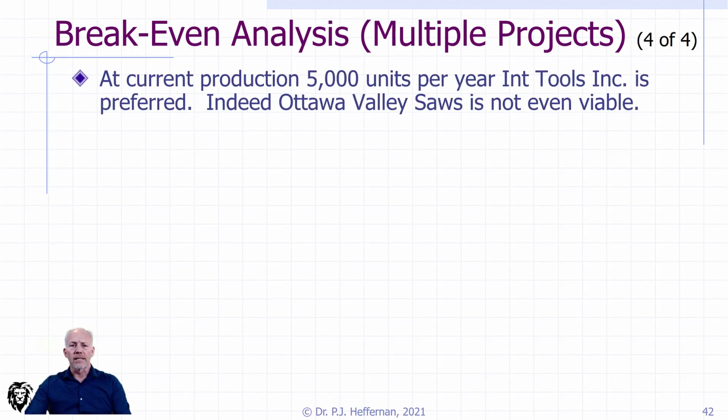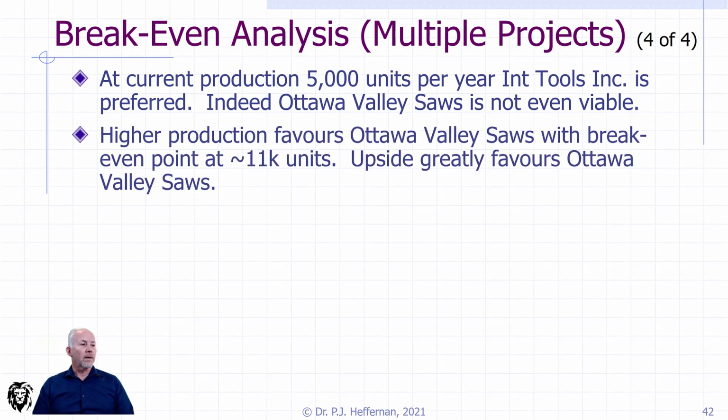So to summarize, what did we learn through doing our break-even analysis on this scenario? At the current production of 5,000 units per year, International Tools is the preferred option. And actually, the Ottawa Valley Saws option is not even viable; we would lose money on that investment. However, higher production favors the Ottawa Valley Saws. We kind of anticipated that just by looking at the parameters going in, with a break-even point of around 11,000 units.